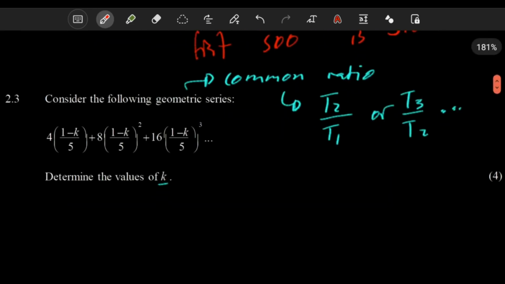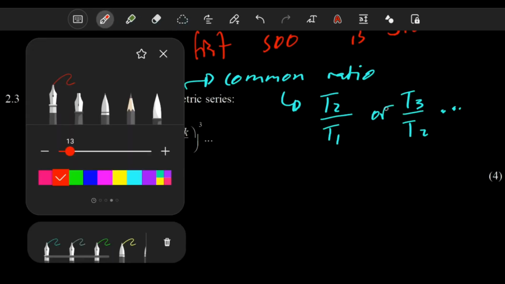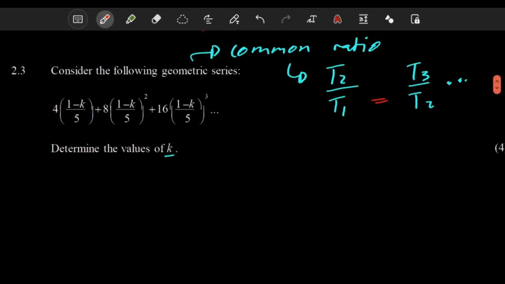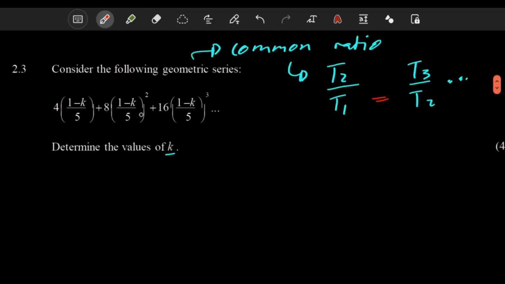But anyways, for a question like this one here, determining your value of k, what I can safely say is try and use this analogy to help you over here. So using this analogy, T2 is this value over here. You're gonna have 8 with 1 minus k, the whole thing squared, over 5.